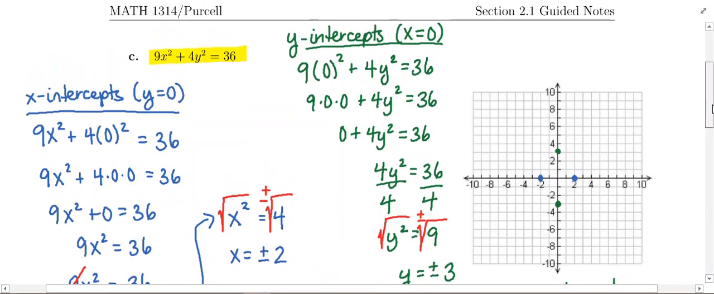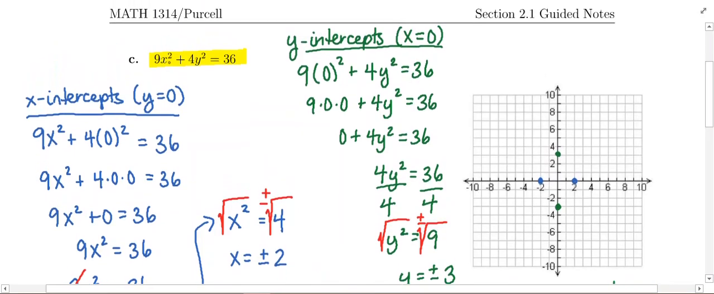Okay, and let me talk a little bit about the equation for a second. You've got an x squared and a y squared involved. Okay, and this is something you're going to see in section 2.3. We're going to do a section on circles. And part of the circle equation is seeing x squared and y squared. Okay, so this particular graph is not exactly a circle, but it's really close.